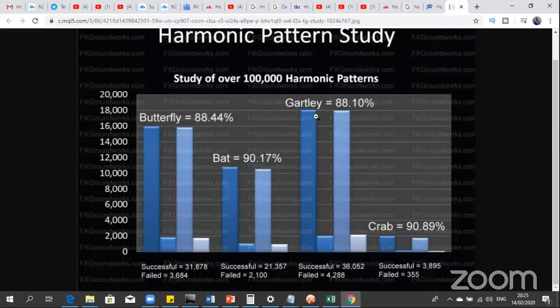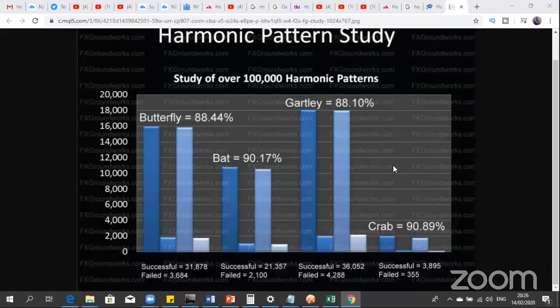So this means whenever I see any butterfly pattern, I have a guarantee of over 80% win rate. If that makes sense to you, can you type in 1 on the chat box? When I see a bat pattern, that means I have over 90% win rate. If I see a crab pattern, I have over 90% win rate. That is why some traders don't trade anything more than the bat pattern. Why? Because it has over 90% win rate. Some people don't trade more than crab and bat because of the statistics.